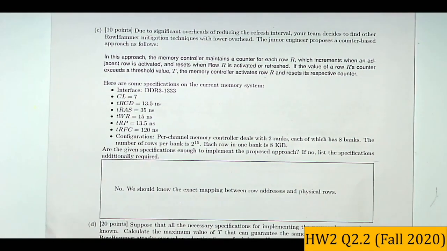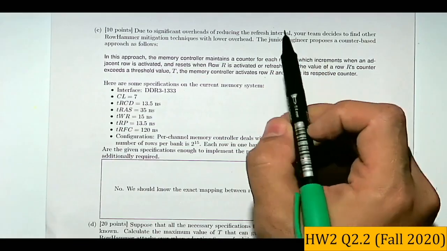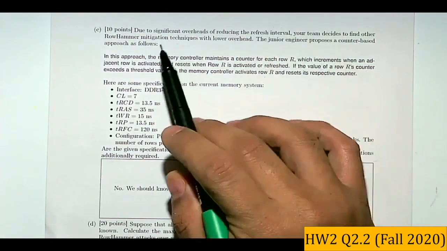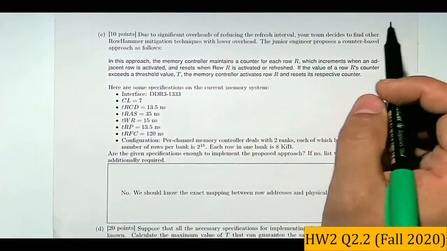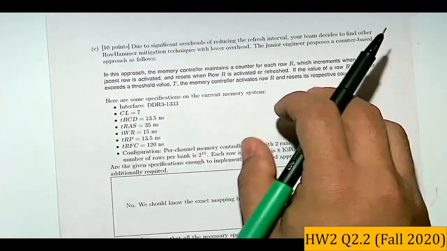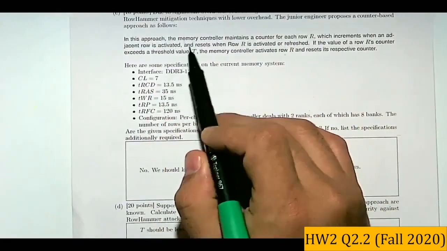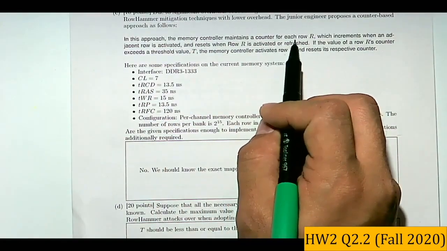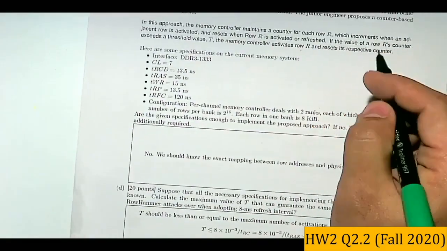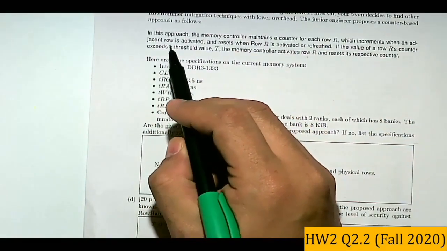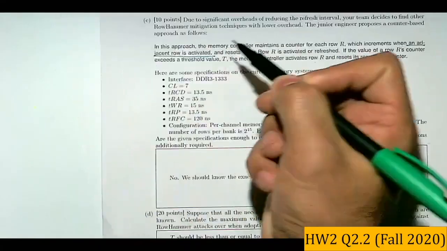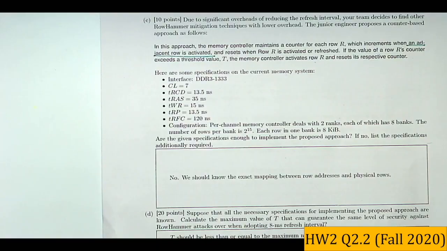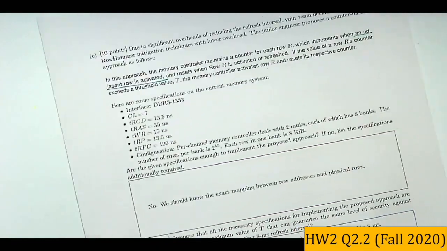Due to the significant overhead of reducing the refresh interval, you decide to find another RowHammer mitigation technique with lower overhead. So the junior engineer proposed another technique, which is counter-based. In this approach, the memory controller maintains a counter for each row R, which increments when an adjacent row is activated. Note that there can be multiple approaches using counters to mitigate the RowHammer effect.